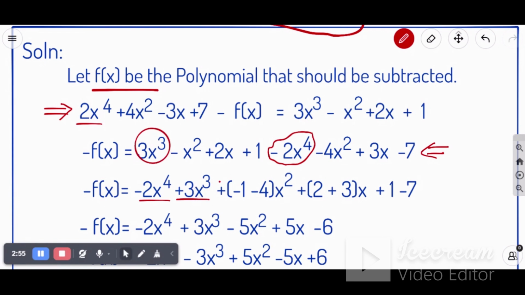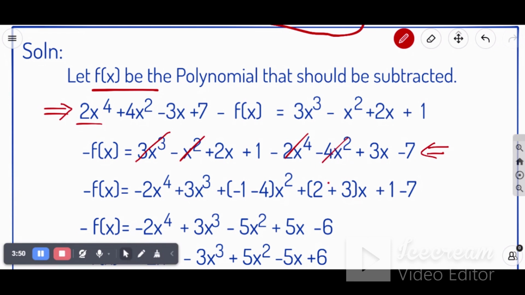Plus 3x cube. When you move to x square, we have minus x square and a minus 4x square. So what I have written is a plus symbol outside, minus 1 and minus 4, and your x square. Minus 1x square and a minus 4x square. Hope you understood this. I'm taking the x square coefficients together. Now you have to move to the x. We are done with x square, x cube, x power 4.